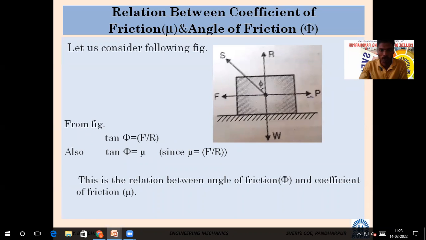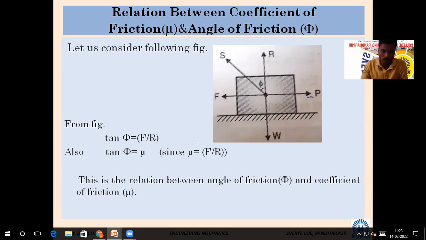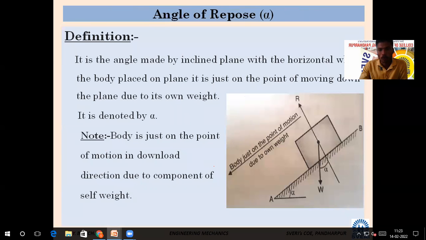Relation between coefficient of friction mu and angle of friction phi: what is the relation? We have drawn a diagram in which we applied tan phi, where phi is the angle of friction. We got F upon R, so tan phi is equal to mu, since mu is equal to F upon R. This is the relation between angle of friction and coefficient of friction.